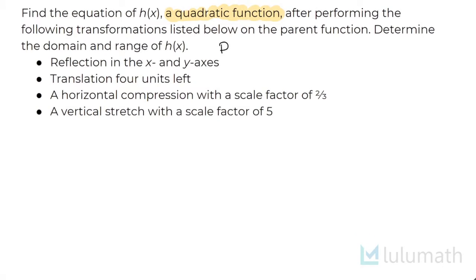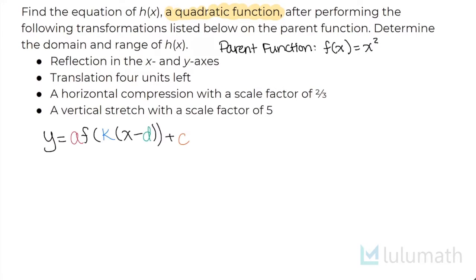So we know that our parent function is going to be f of x equals x squared. The first thing we're told is that we have reflections in the x and the y axis. A reflection in the x-axis is a vertical reflection, and a reflection in the y-axis is a horizontal reflection. So our reflection in the x-axis will affect our a value, and our reflection in the y-axis will affect our k value. We're also told that we have a translation 4 units left, so that will affect the d value. We have a horizontal compression, so that's going to be k again, with a scale factor of 2/3. And we have a vertical stretch with a scale factor of 5.